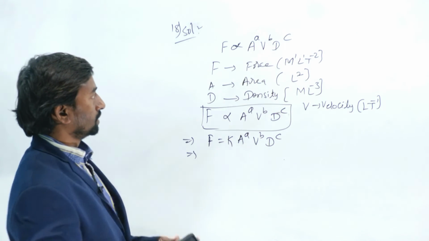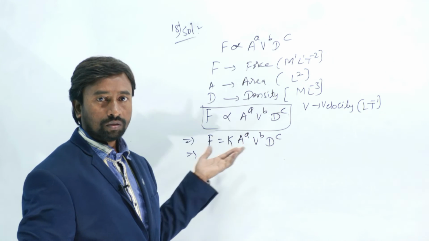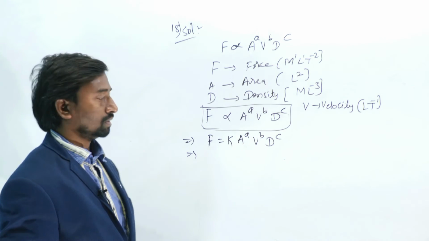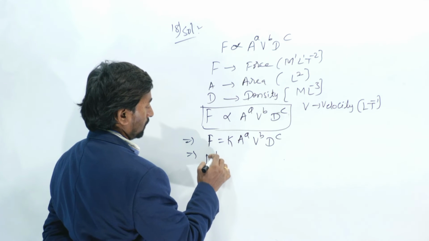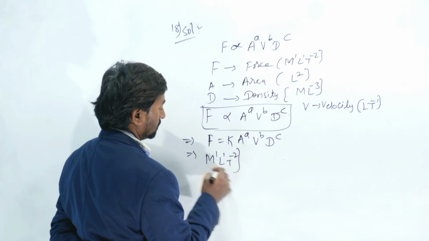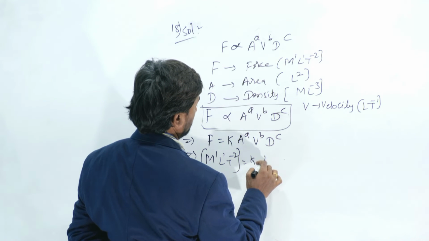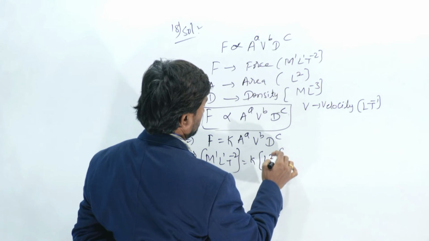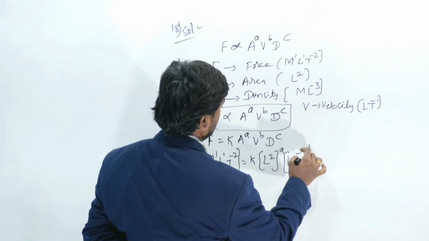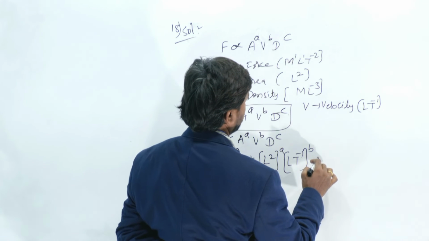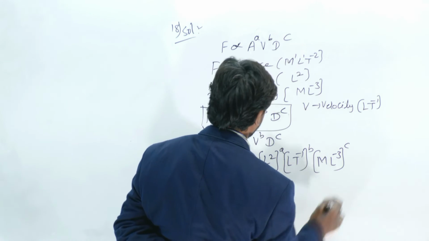Now we should write the dimension formulas for all the physical quantities, on the left-hand side and the right-hand side. So on the LHS, M power 1, L power 1, T power minus 2 is the dimension formula of force. On the RHS, k, A is area, so L squared whole power a, and velocity is L T power minus 1 whole power b, and d is the density, that is M L power minus 3 whole power c.